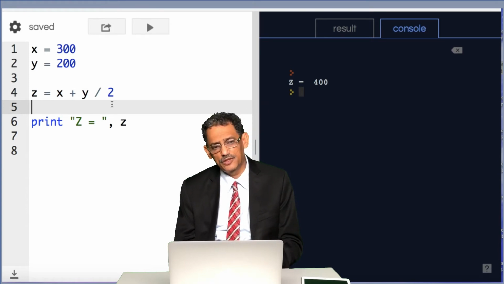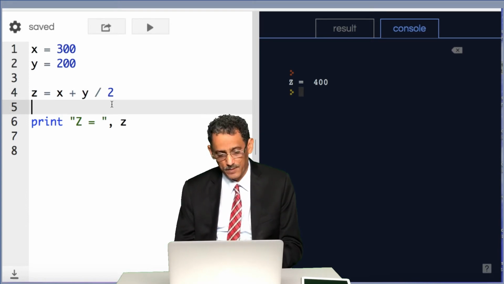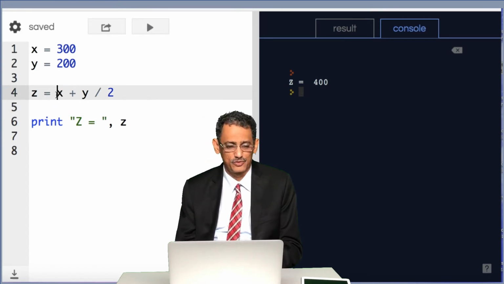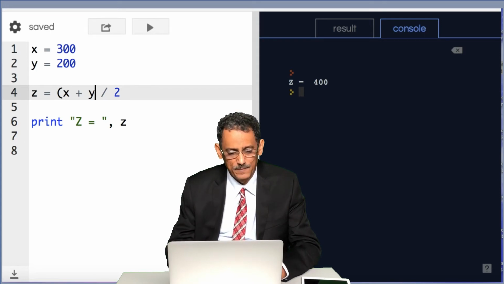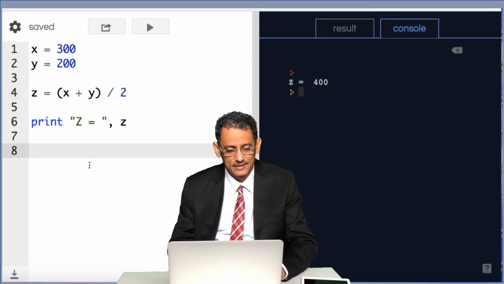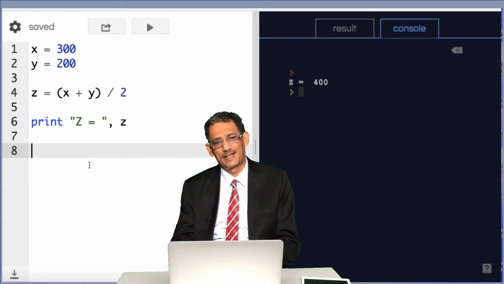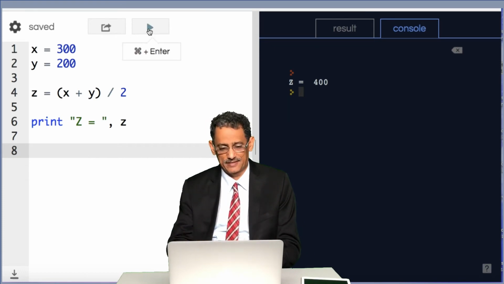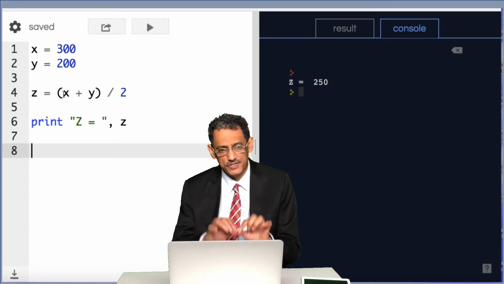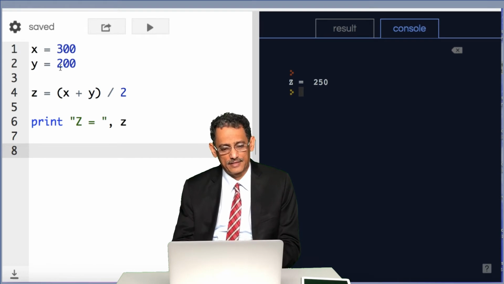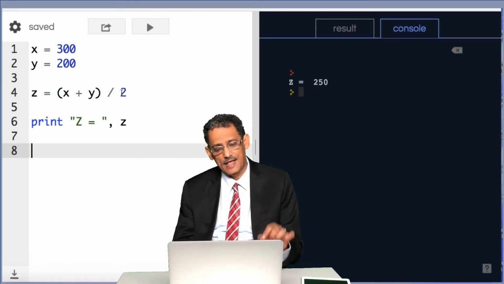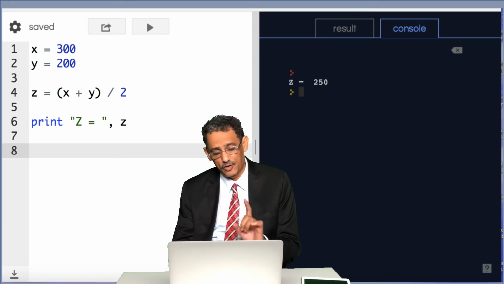Now, if my formula says that I want x plus y to be done first, and then divided by 2, what I can do is put a bracket here and a bracket here. Now the result will come as some of you expected, which is 250, because here we're forcing the computer to add 300 to 200 first and then divide it by 2. I hope you understand it.